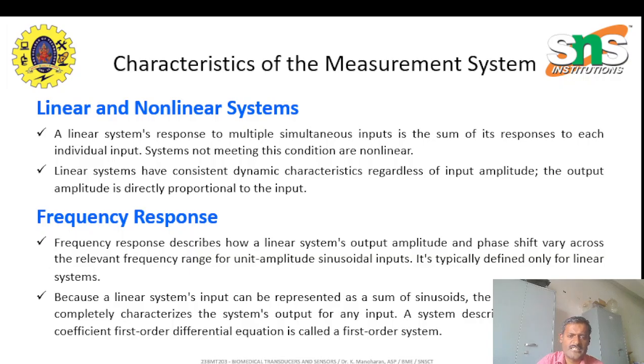The frequency response describes how the linear system's output amplitude and phase shift vary across the relevant frequency range for unit amplitude sinusoidal inputs. It is typically defined only for linear systems, because a linear system's input can be represented as a sum of sinusoids, and the frequency response completely characterizes the system output for the inputs. A system described by a constant coefficient first order differential equation is called a first order system.